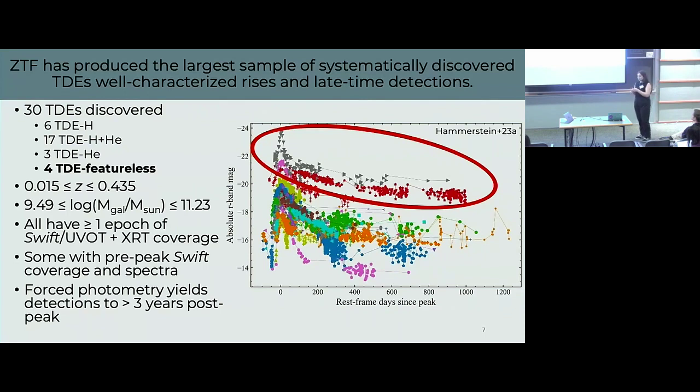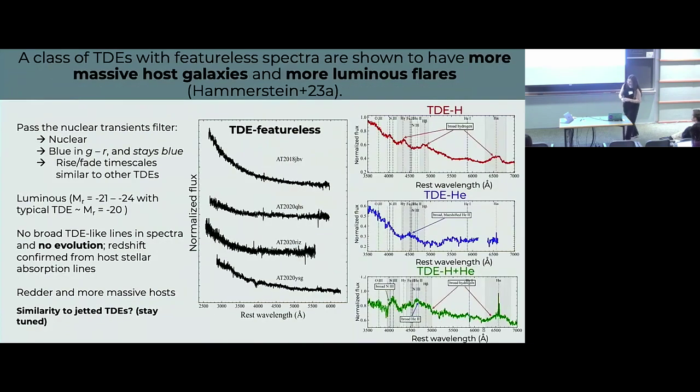And then with ZTF force photometry, we can actually get detections for a lot of these events out to maybe even greater than 3 years post-peak. Now, I'm highlighting these 4 objects at the top here. You'll notice that most of the events peak somewhere around -18 to -20 in absolute magnitude. These ones peak more like -22 to -24. Now, these are those featureless events that I talked about.